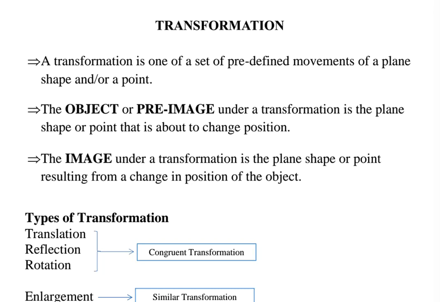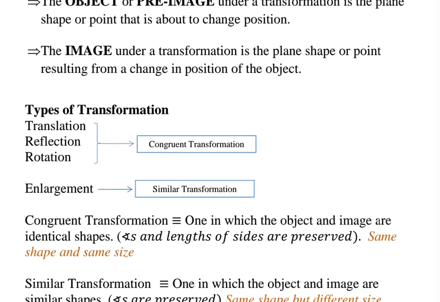So the shape that is about to change position, the shape that is about to move, is called the object or the pre-image. The image under transformation is the plane shape or point resulting from a change in position of the object. All right, let's talk about different types of transformation.